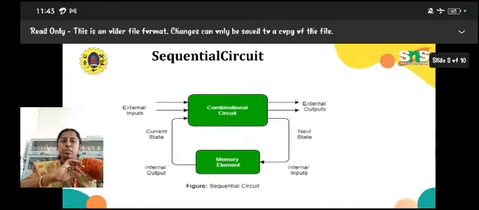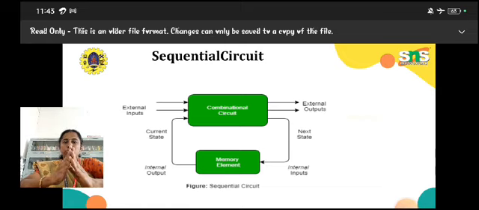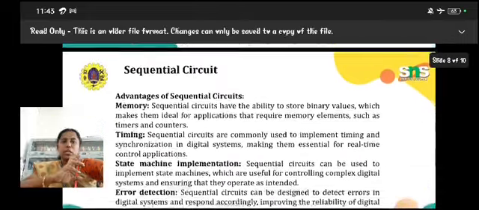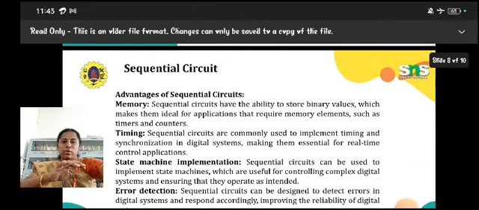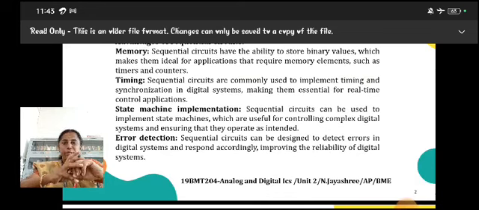This is the main block diagram of the sequential circuit. Along with the combinational circuit, the feedback is added to get the output. Next, these are the advantages of sequential circuits: memory, timing, state machine implementation, and error detection. We can easily detect the error because it is previously connected to the input.